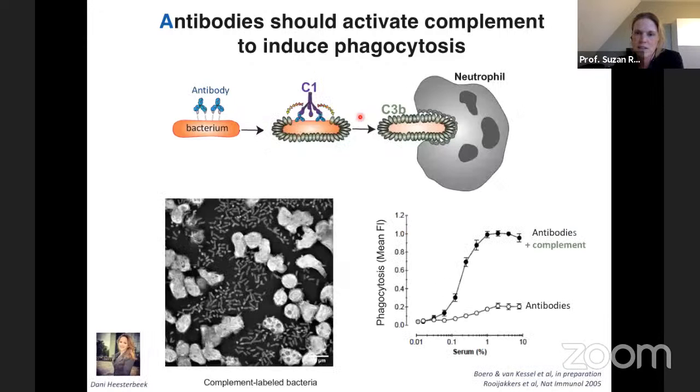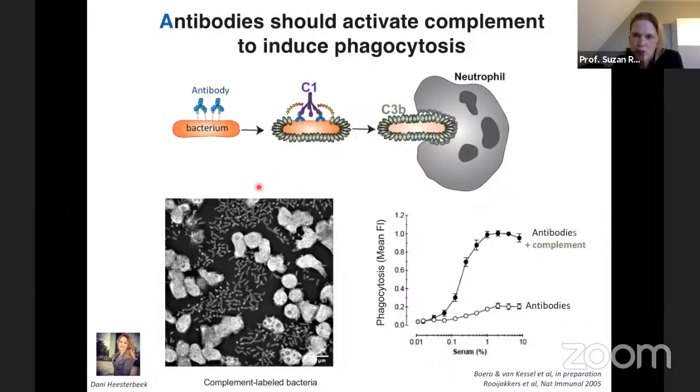That cascade then leads to the labeling of the bacterial surface with complement proteins. It's basically the first complement protein, which is called C1, that binds to the antibodies. Then you have this complement reaction, which labels the bacterial surface with molecules called C3b. So it's sort of like a protein coat around your bacterium, which is really important for phagocytes to be able to recognize the bacterium well and also eat the bacteria and kill it intracellularly.